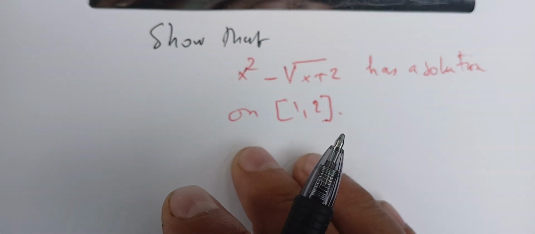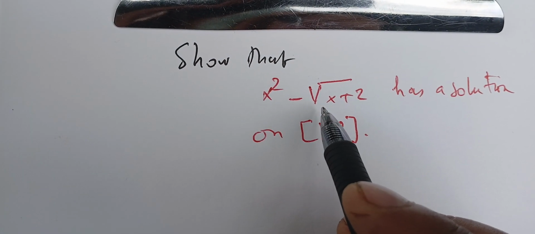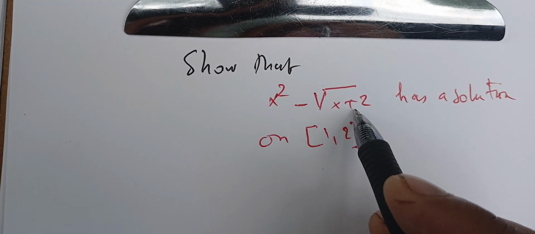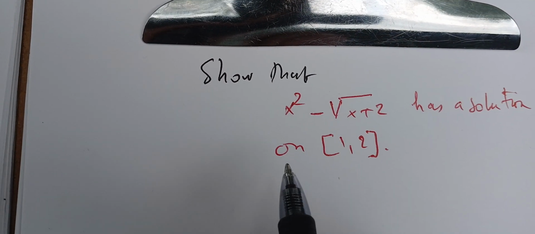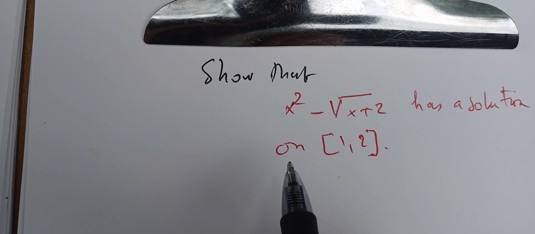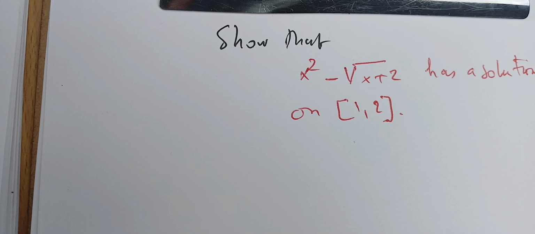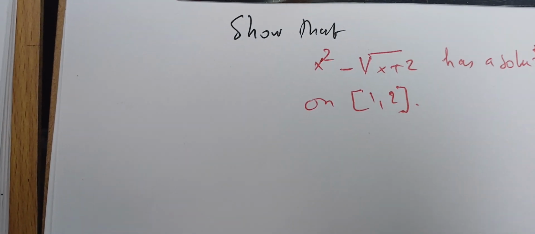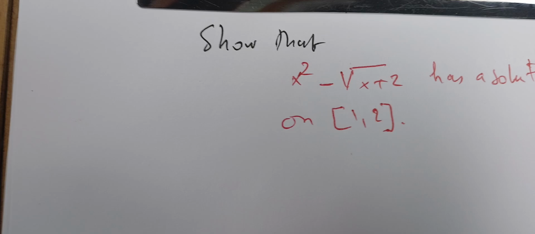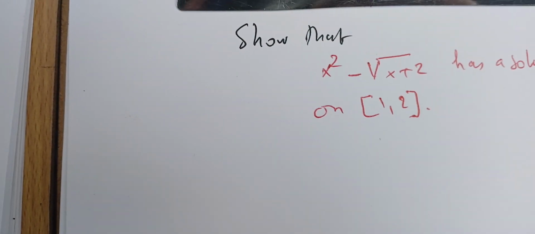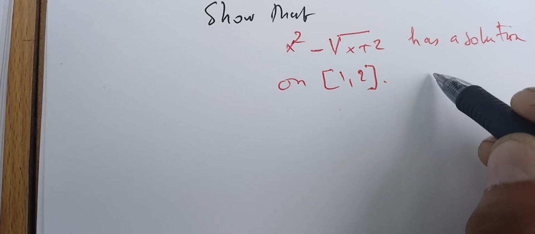In this video, we're going to try to prove that x squared minus square root of x plus 2 has a solution on this interval [1, 2]. There are many ways to do this problem, but for us, we're going to try to find the simplest one, the simplest case that we can. One key idea to get a picture of what's going on is to make some graphing.